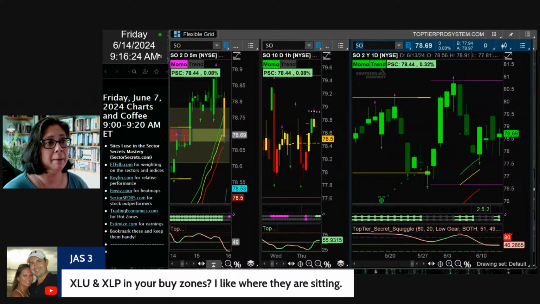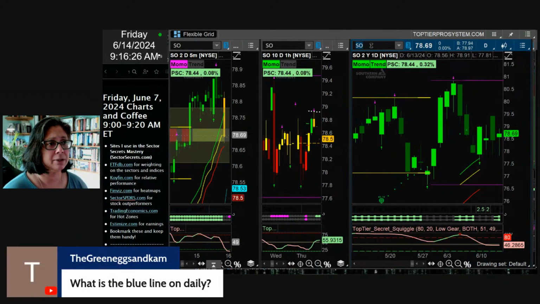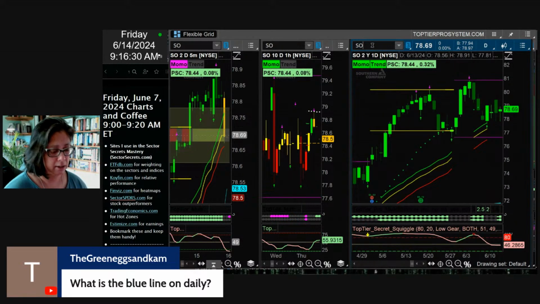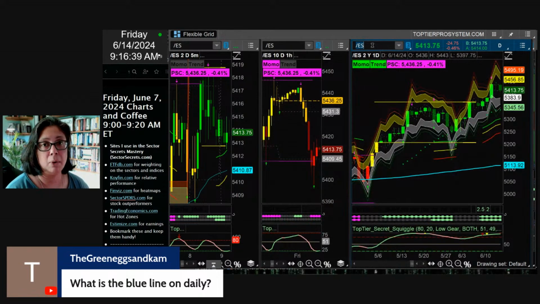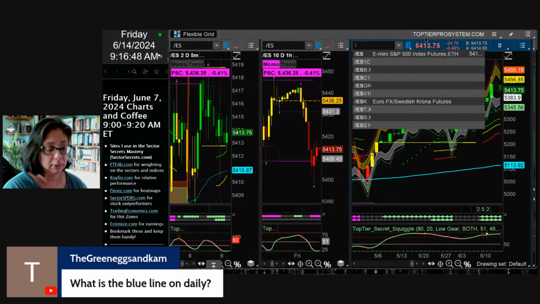All right, next up, Green Eggs and Ham asks, what is the blue line on the daily? That's an anchored VWAP. Green Eggs and Ham, that's an anchored VWAP, an anchored volume weighted average price. All right, so that's what we have right now. Let's take a look at what else we have going on in these sectors.